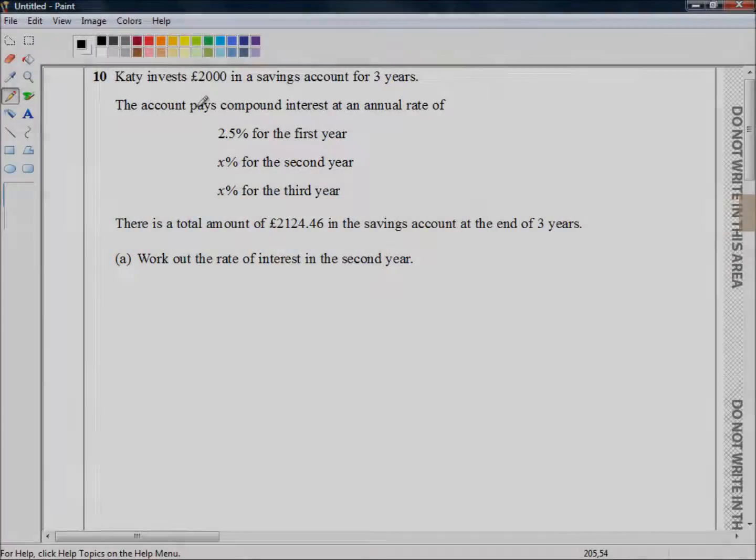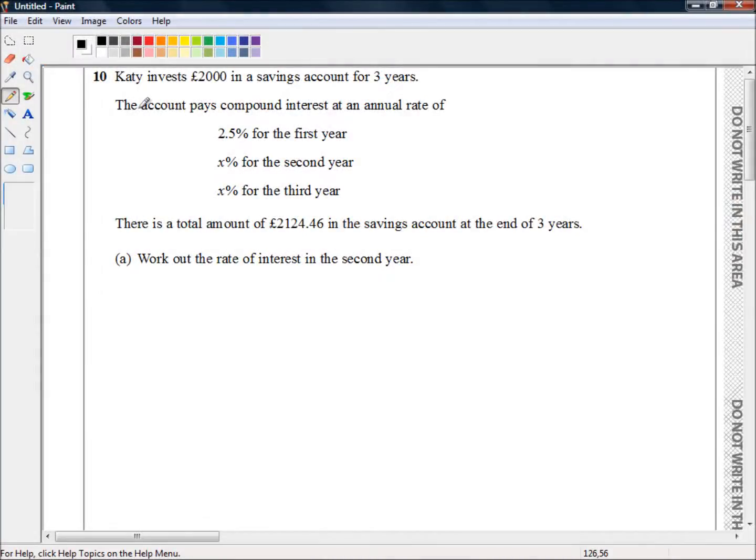Hello and welcome to the new style Edexcel GCSEs. These are the ones that go from grades 9 through to grade 1. This is paper 1MA1/2H. It's the second paper in the higher tier. It is a calculator paper and we're picking up in question 10.